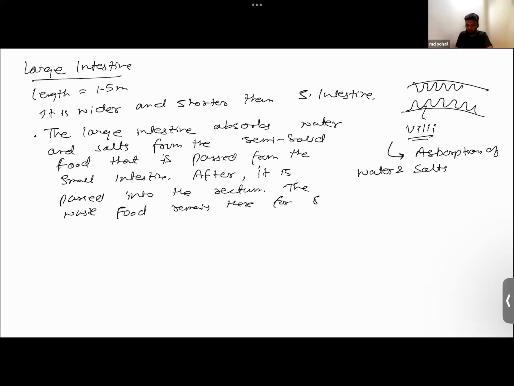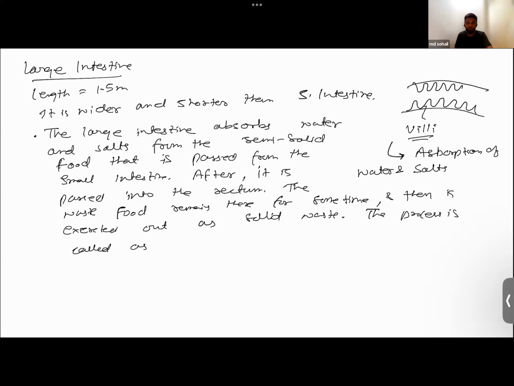And then it is excreted out as solid waste. Right, guys? This process of removal of solid waste from the body is called egestion, or excretion.